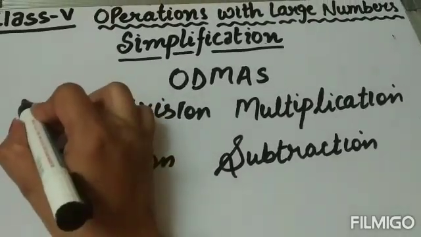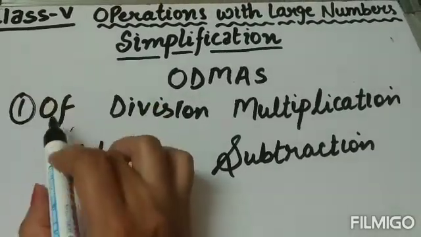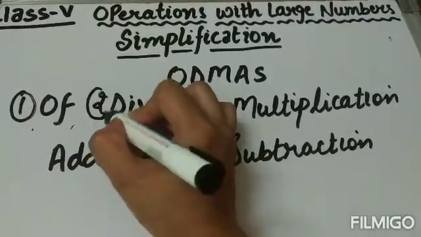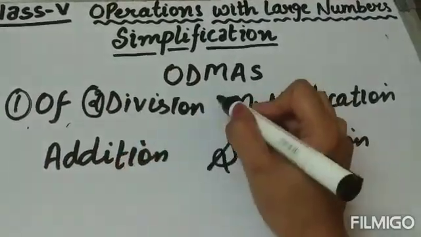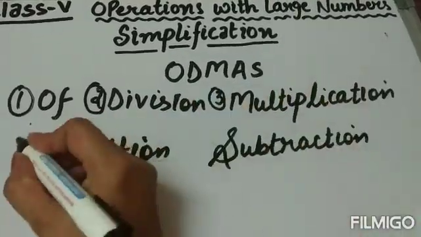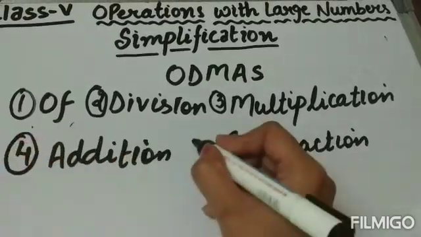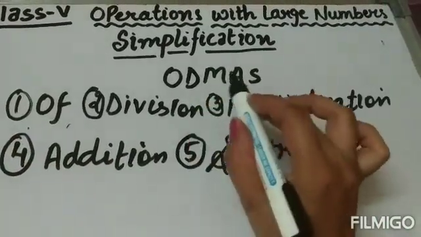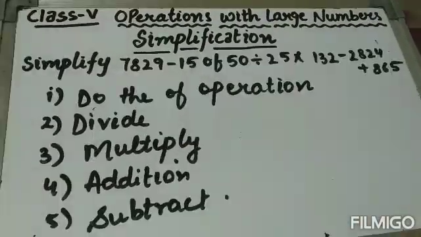First of all we will solve "of". Then second is division, we will solve division. Third, we will solve multiplication. Then addition and then subtraction. This is the order to simplify a sum. ODMAS. I will explain it to you with an example.